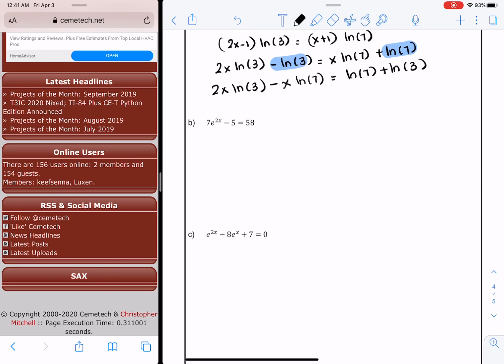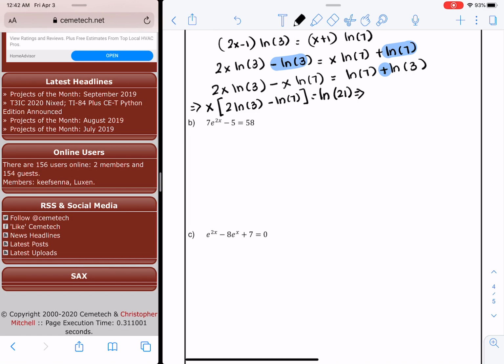And x is in common on the left-hand side, so if I pull that out, I have 2 ln of 3 minus ln of 7. Since there is a plus here, and we have ln of 7 plus ln of 3, I could write it as ln of 7 times 3, which is 21.